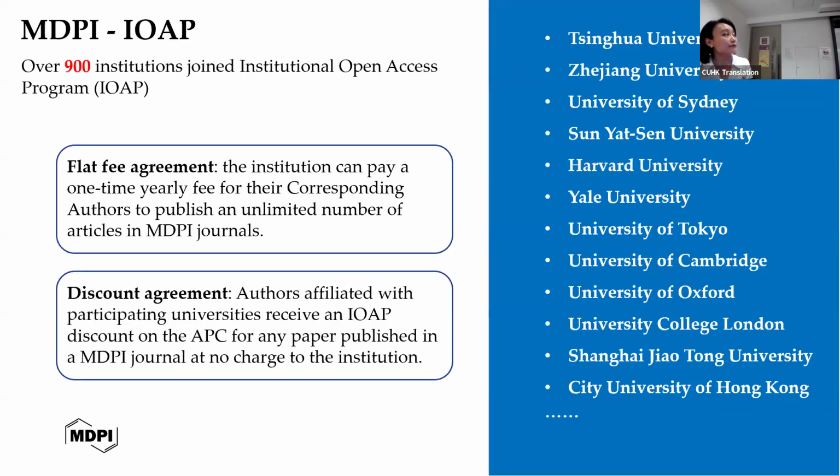And we also have an Institutional Open Access Program, in which we collaborate with universities all over the world. We have Tsinghua University and also Harvard University and the University of Tokyo and so on, and they are all members of our IOAP project. So through this project, the institute can pay a one-time yearly fee for their corresponding authors to publish. So the authors themselves do not need to pay the article processing charge. And in this way, we are encouraging more scholars to get involved with our open access publishing mode.